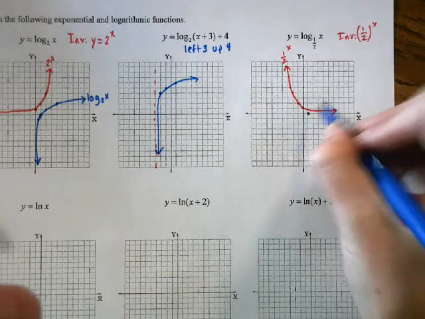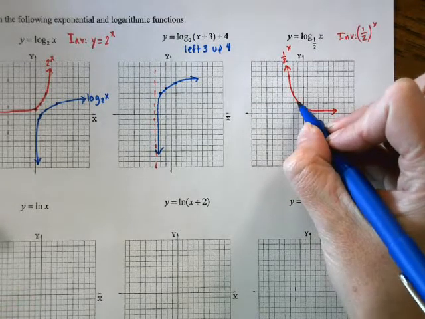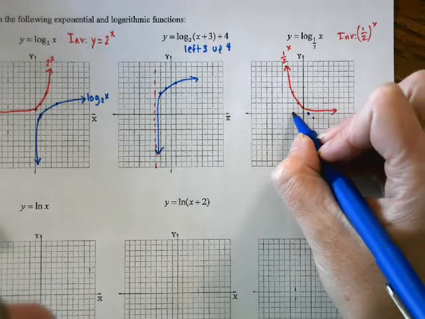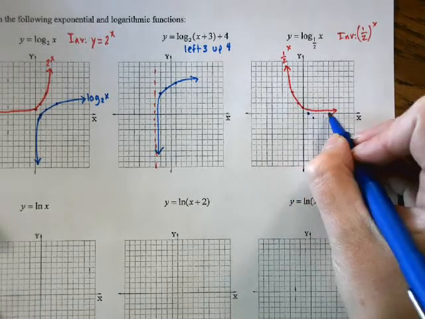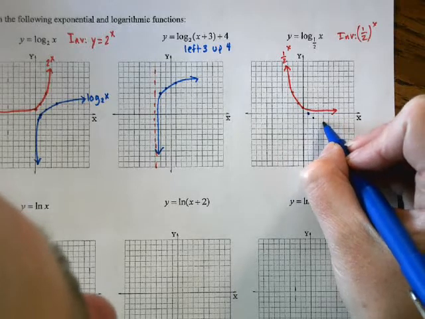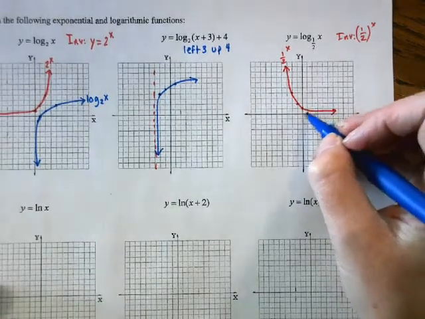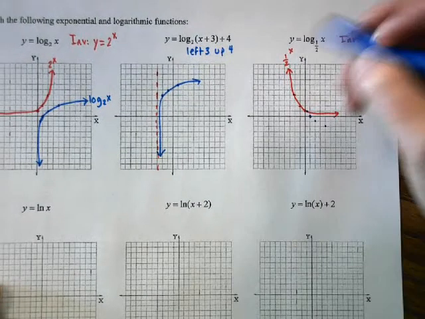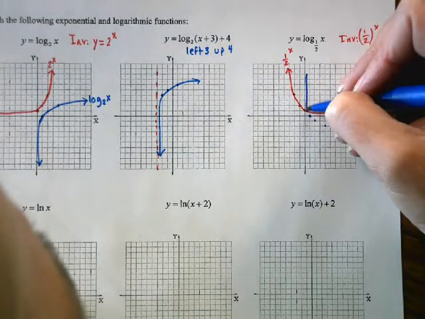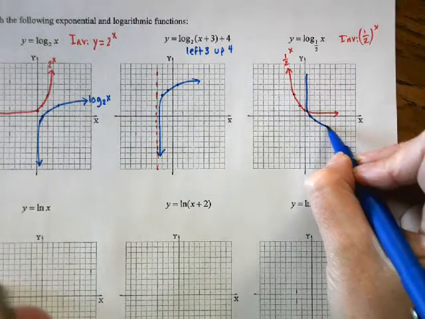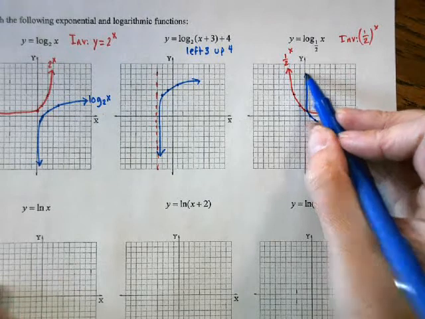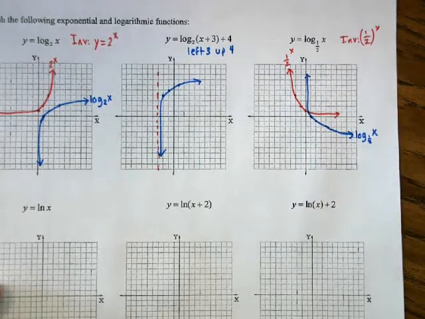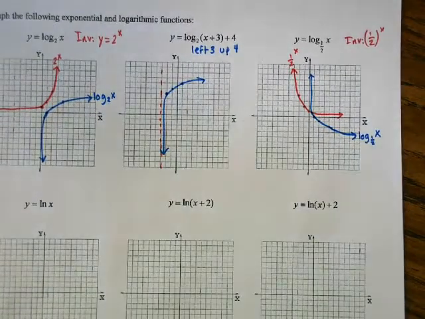So 0, 1 is going to be at 1, 0. -1, 2 is going to be at 2, -1. My -2, 4 is going to be at 4, -2. This point here is at 1, 1/2, which means we're going to have 1/2, 1. So this graph is going to look like that. Kind of a weird one, not one that we see a whole lot, but we can always arrive at it by graphing the inverse.